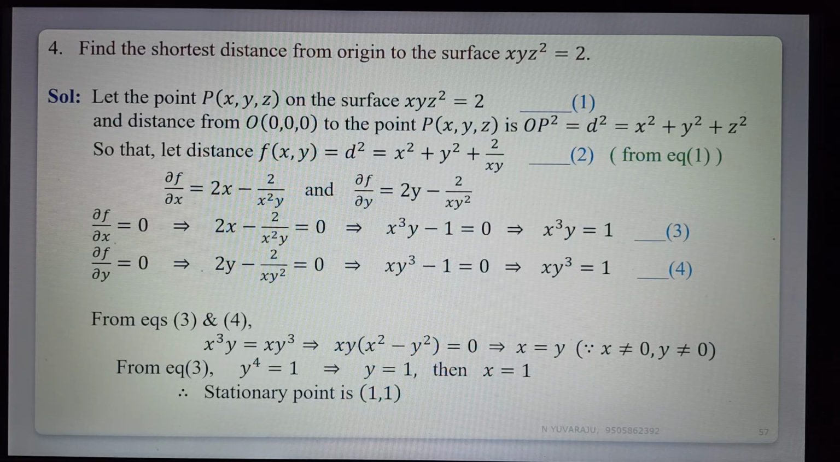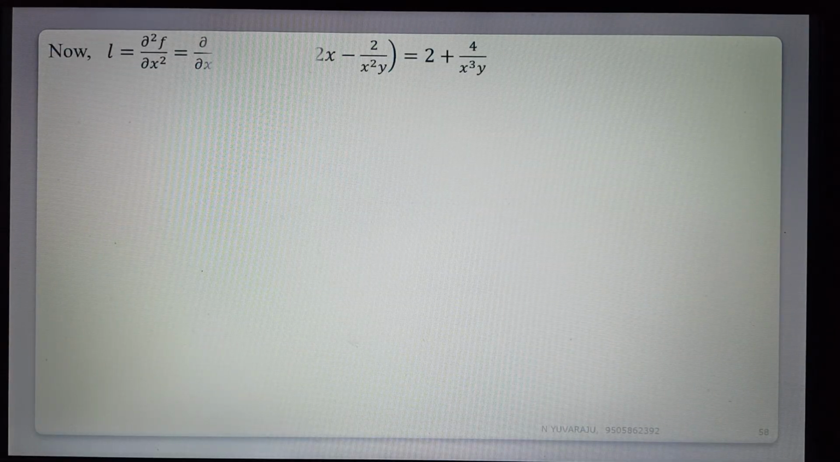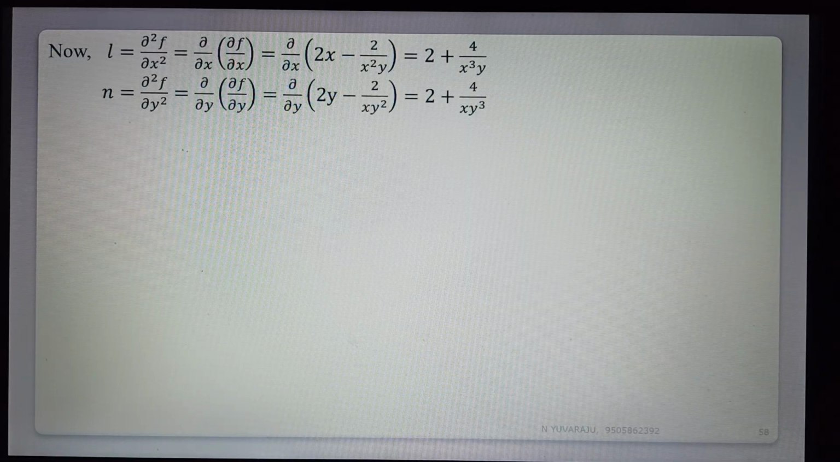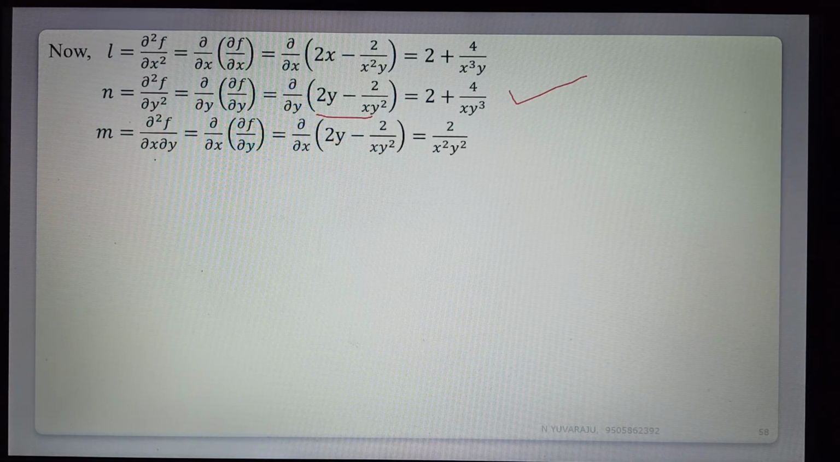See the continuation. L is equal to dou square f by dou x square, which is dou by dou x of dou f by dou x, that is dou by dou x of 2x minus 2 by x square y, equal to 2 plus 4 by x cube y. N is equal to dou square f by dou y square, dou by dou y of dou f by dou y, that is dou by dou y of 2y minus 2 by xy square, equal to 2 plus 4 by x y cube. Next, M is equal to dou square f by dou x dou y, which is dou by dou x of dou f by dou y, that is dou by dou x of 2y minus 2 by xy square, equal to 2 by x square y square.